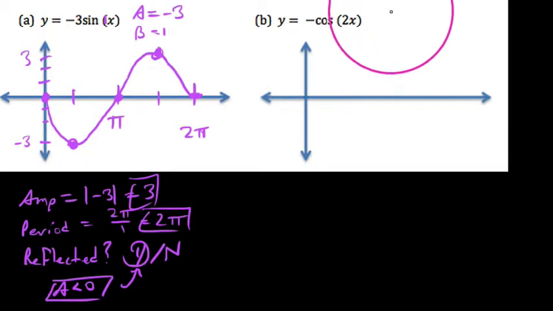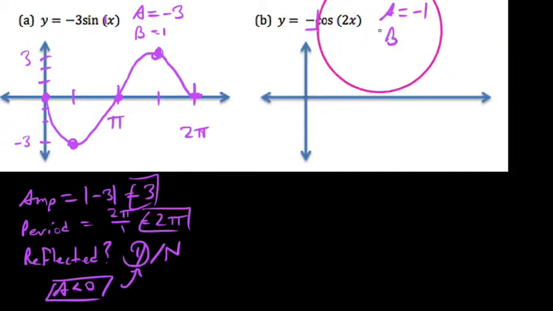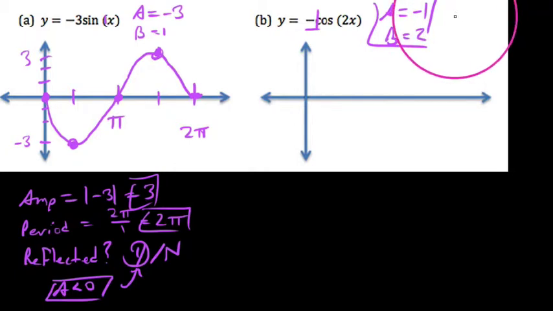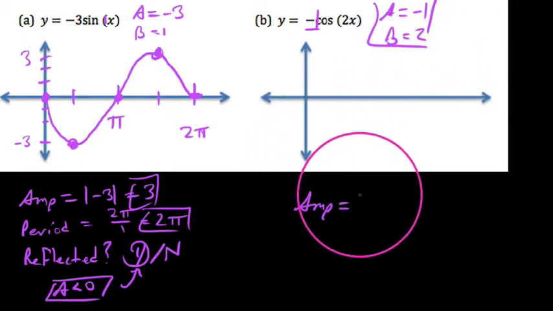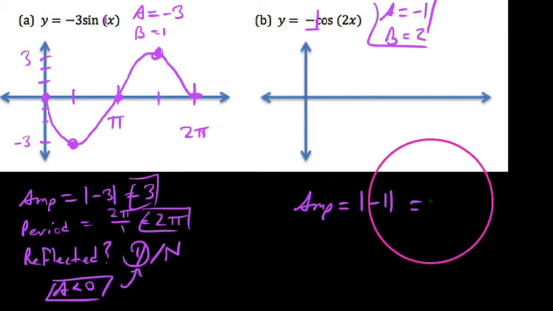So we say, let's go over here and look at this one. We identify a. A looks like, to me, this is out here a -1. We say b in this case, b is equal to 2. Okay, so we're going to use these things here to identify a few things about our graph. Starting with this, we say that the amplitude is equal to the absolute value of -1, which is 1.